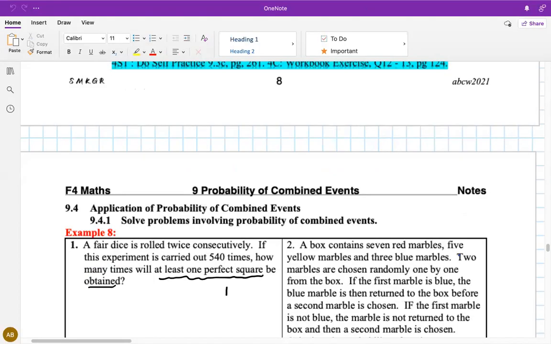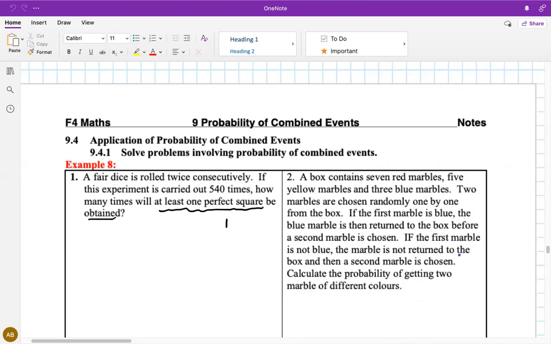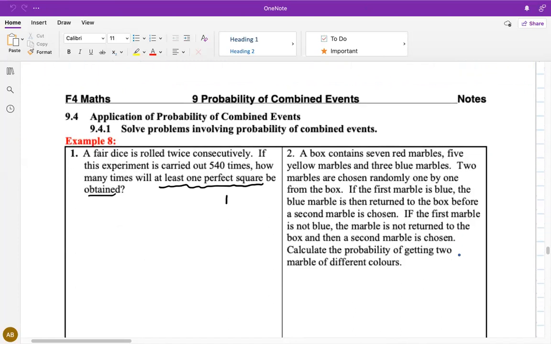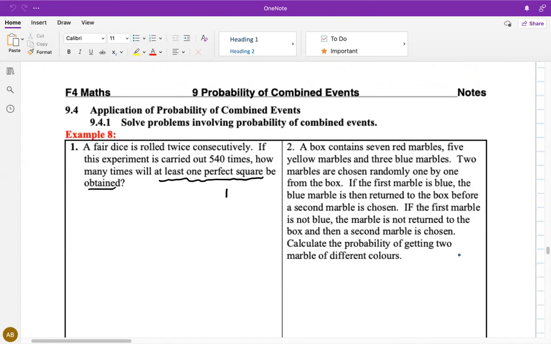Okay. All right. So today we're going to learn how to solve problems involving probability of combined events. This is the last subtopic for chapter 9, probability of combined events. It includes independent events and also mutually exclusive events, all right?